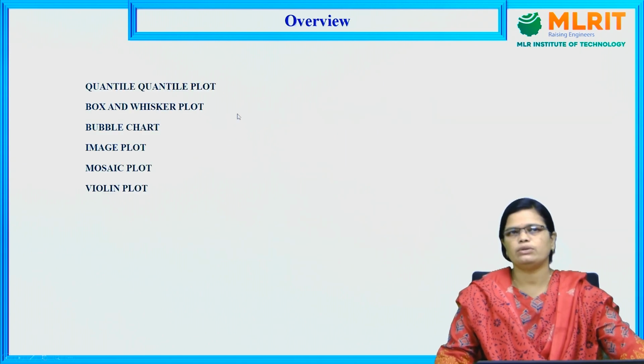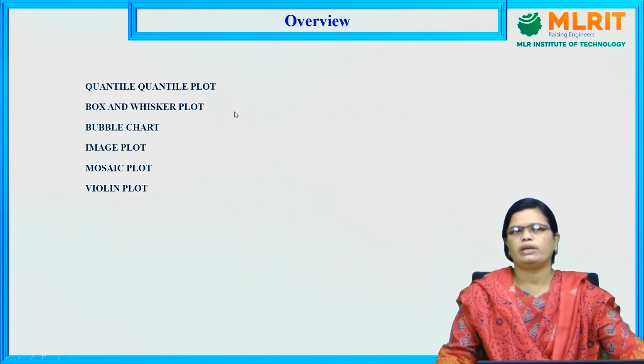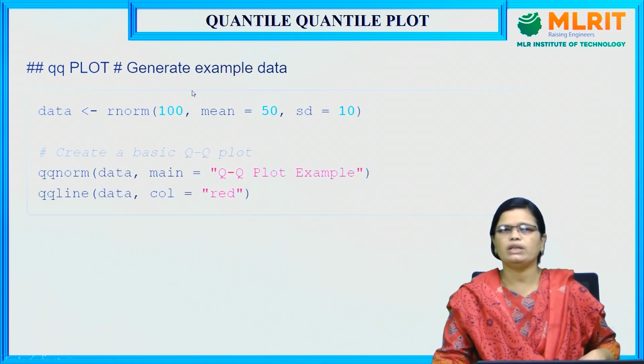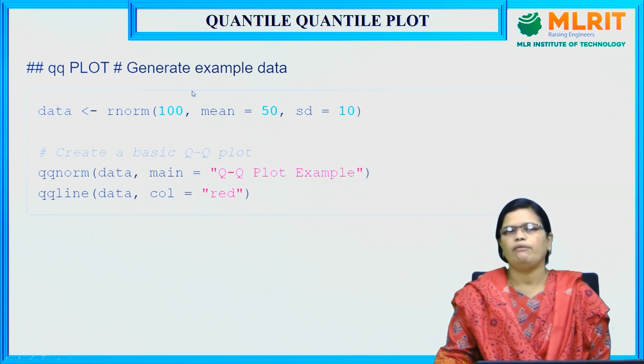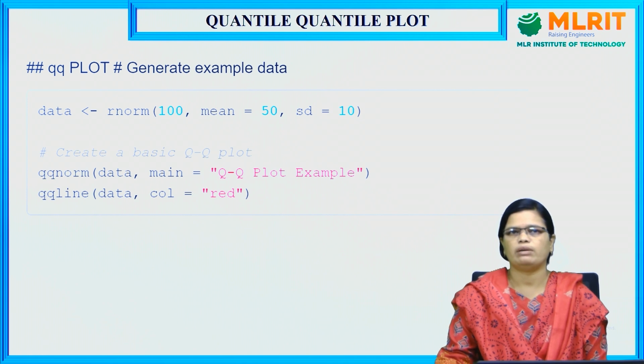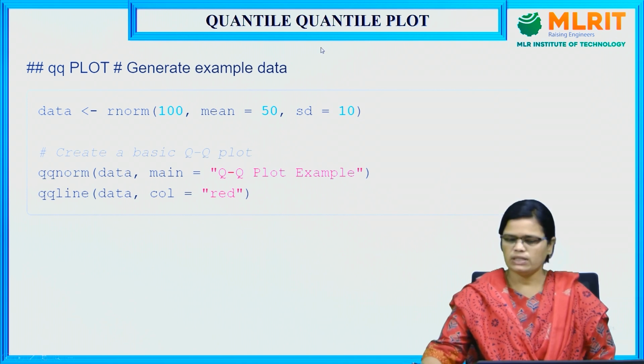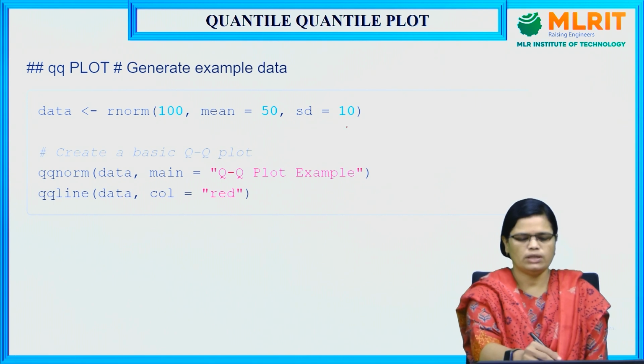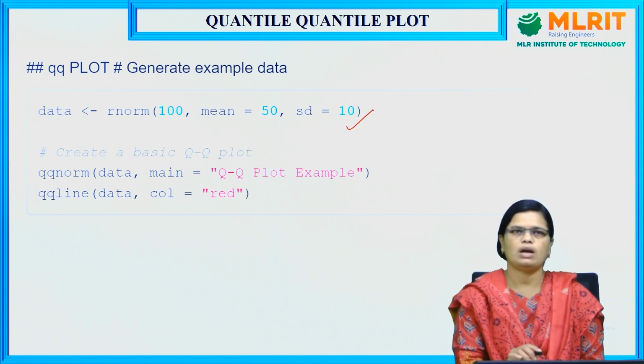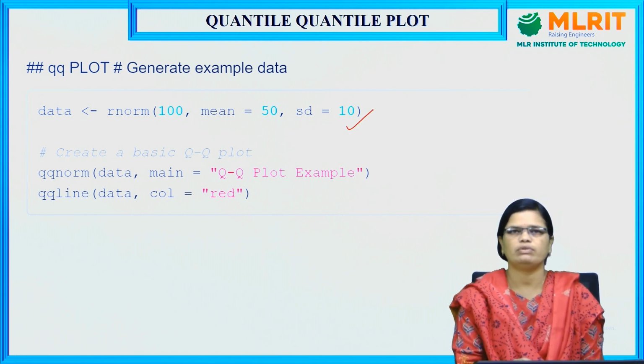Today we are going to cover these topics: quantile plot, box and whisker plot, bubble chart, image plot, mosaic plot, violin. For the quantile plot, when you have more than 100 data points, you have to go for the quantile plot. So here, the first statement we are using generates the 100 data points with a mean equal to 50 and the standard deviation equal to 10.